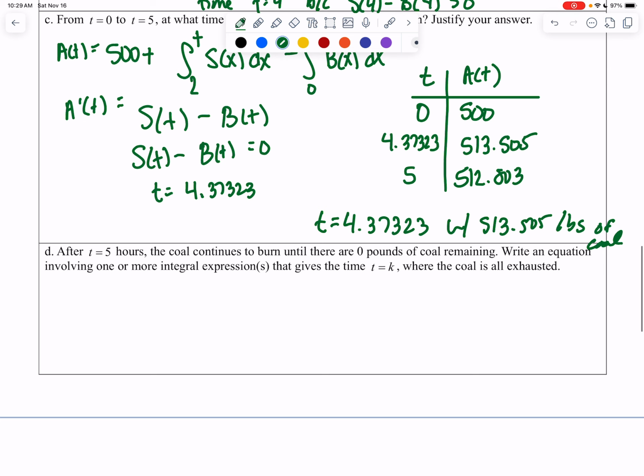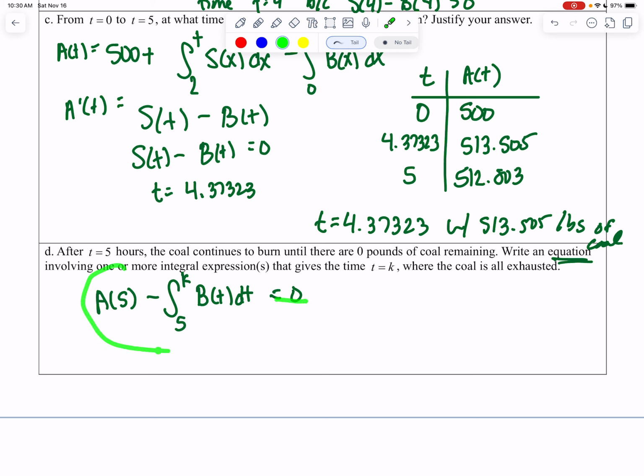The first way is you already defining what A of t is. So if I already know what A of t is, then I could say what A of 5 is, which is 512.803. So we have A of 5, and then we have my rate out from 5 to k of B of t dt is equal to 0. It tells you to write an equation, so you do need the equal to 0. Some of you guys just gave me the expression, and that would not give you full credit there.